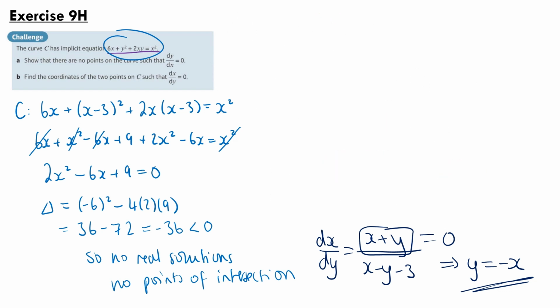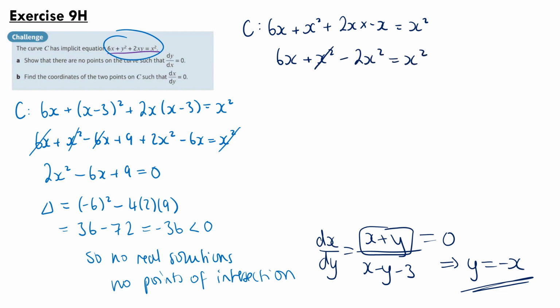So plugging that into C's equation again, we're going to have 6x plus y squared, y is minus x, so minus x squared is just x squared, plus 2xy, so 2x lots of minus x, is equal to x squared. So 6x plus x squared minus 2x squared is equal to x squared. The x squareds on both sides cancel, so then on the right hand side we now have 0. Then we can factor out the left hand side to give us 2x lots of 3 minus x is equal to 0.